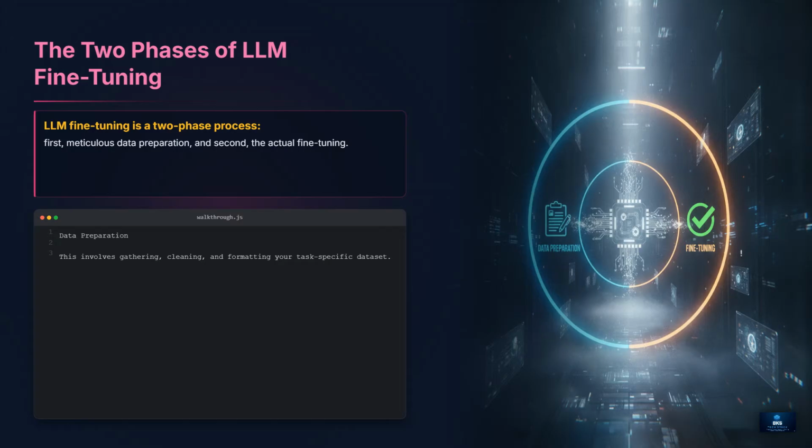The LLM fine-tuning process can be broken down into two main phases. The first, and arguably most critical, is data preparation. This is where we ensure we have the right data, cleaned, formatted, and ready for training. Once our data is in shape, we move to the second phase, the fine-tuning itself, where we feed this curated data into our pre-trained LLM to adapt it.